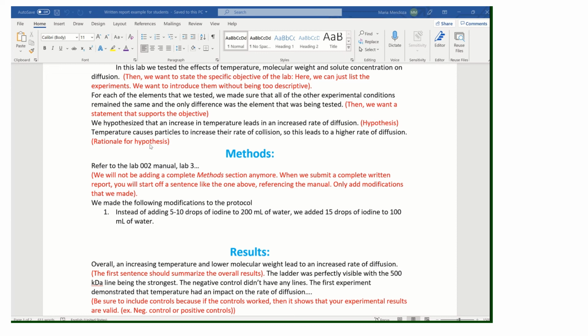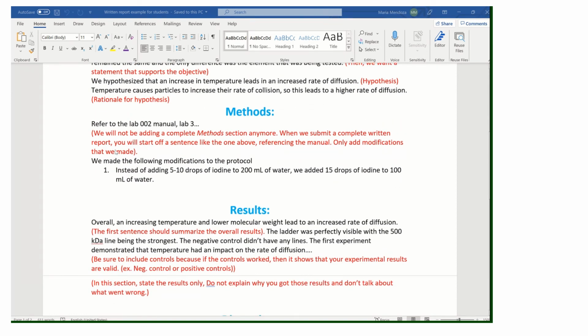Okay. Now for the methods, for the rest of the semester, the professor wants us to write a sentence, refer to the lab 002 manual, and then tell me which lab it was. So for this one, it will be 7. And then we made the following modifications to the protocol. And then you would just list the modifications, or you can tell me them in a paragraph format. But for you, since you weren't there, you can just include this information and then tell me that your lab was canceled. So your colleagues actually made your plates for you.